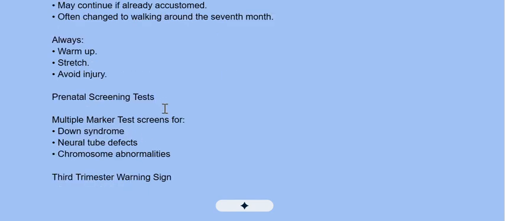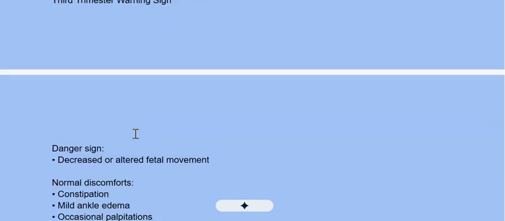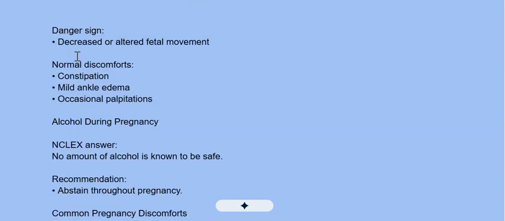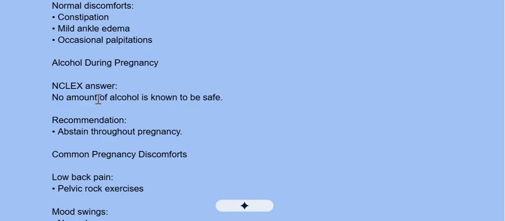Prenatal screening tests. Multiple marker test screens for Down syndrome, neural tube defects, and chromosome abnormalities. 3rd trimester warning sign, danger sign: decreased or altered fetal movement. Normal discomforts: constipation, mild ankle edema, occasional palpitations. Alcohol during pregnancy, NCLEX.